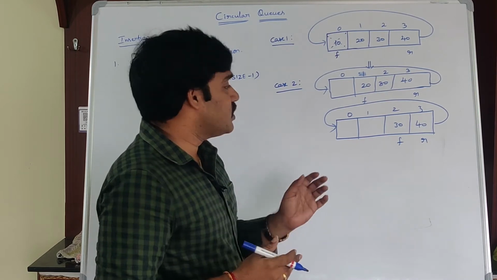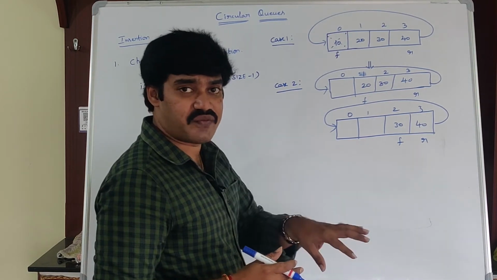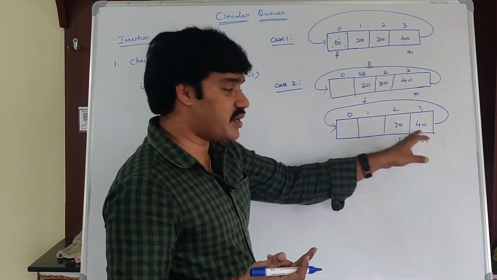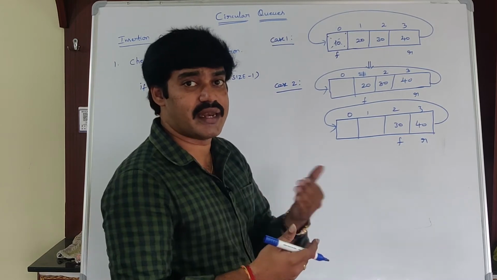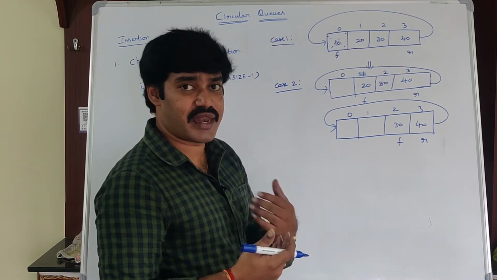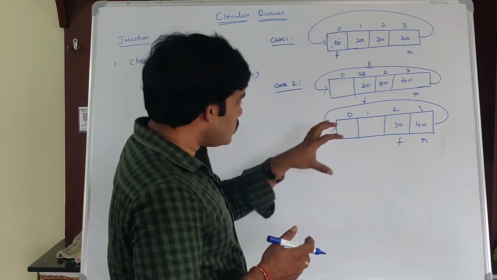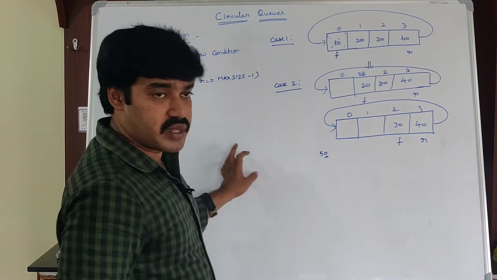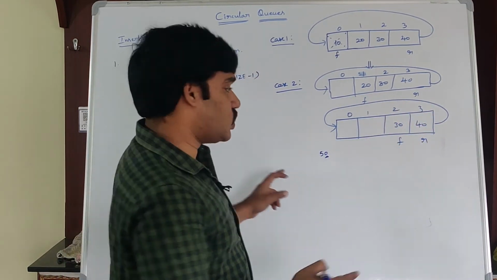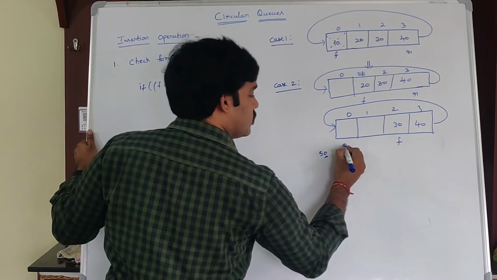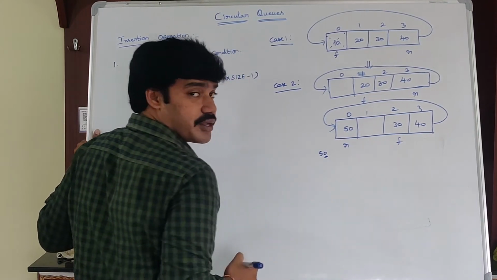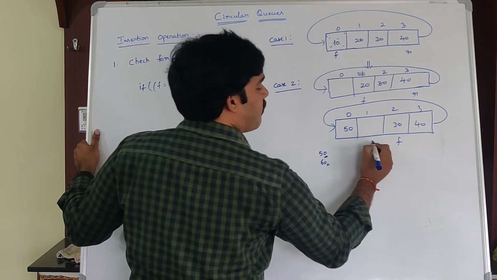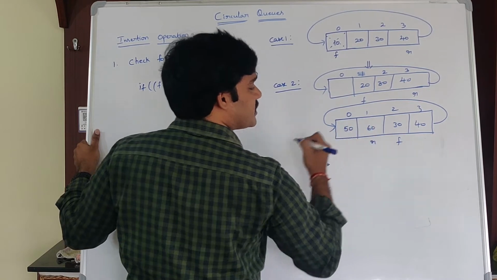What is a circular queue? It is also a linear queue, which follows the first in first out principle. But whenever the front pointer or REAR pointer reaches max size minus 1, reset them to 0 when we try to insert or delete an element. Assume that I want to insert the element 50. REAR reaches max size minus 1, so reset it to 0 and insert the element 50. Next, I want to insert the element 60. Simply update the REAR pointer and insert the element.